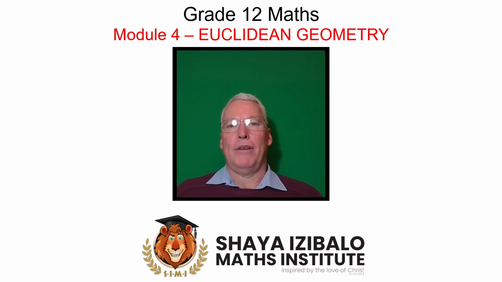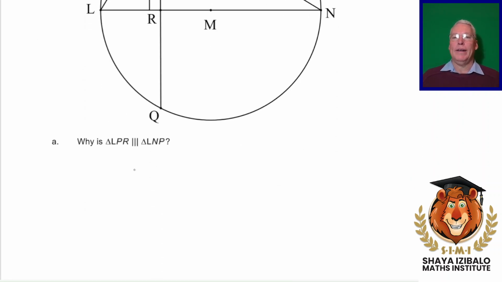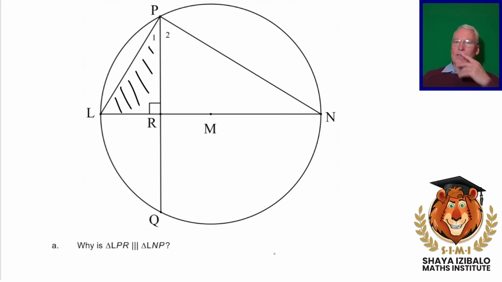So welcome back, and we're on page 44, and we're going to try this question. If you haven't tried it yourself yet, please have a go at it before watching how to do it. So the first question just says, why is this little triangle on the left here similar to the big triangle?